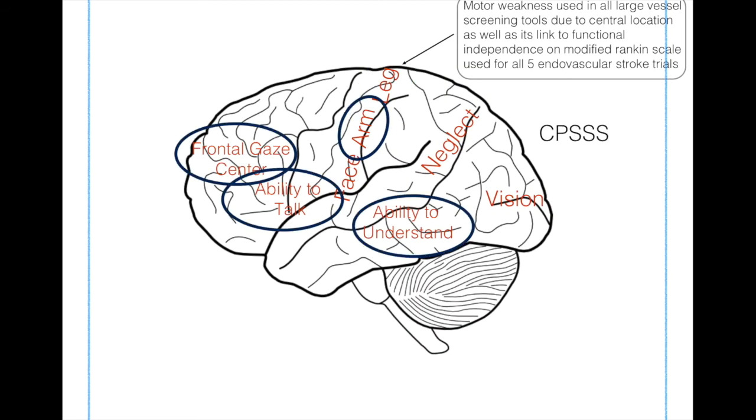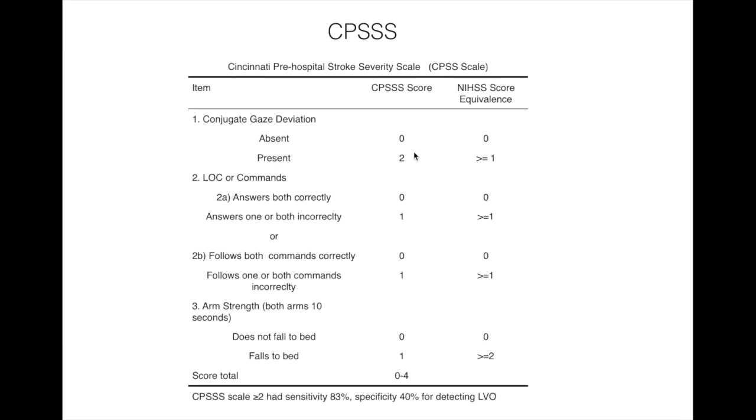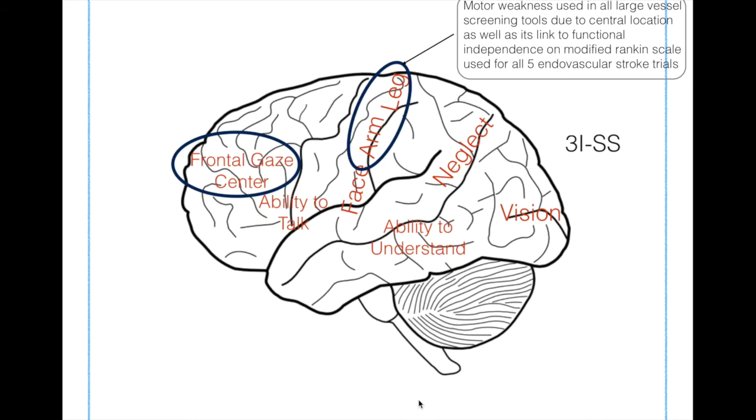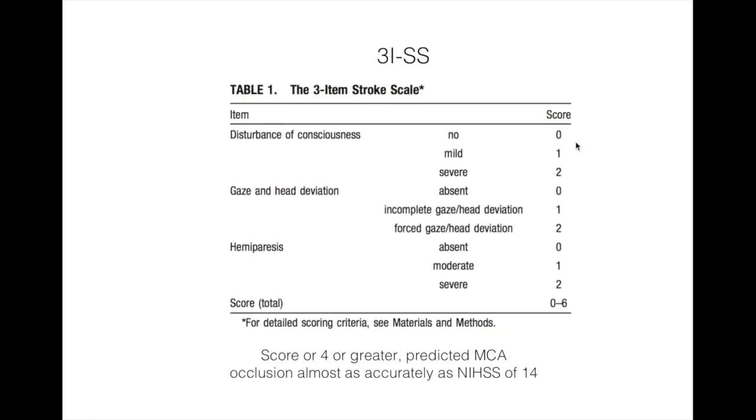Hemiparesis, same problems. Cincinnati Pre-Hospital Stroke Severity Scale, similar. They neglect, and don't test vision. But same with the other ones. Scoring as well, and only 40% specific. 3 items stroke scale, similar, neglects lots of the aphasia, the neglect, the vision. Again, still makes you calculate scores.